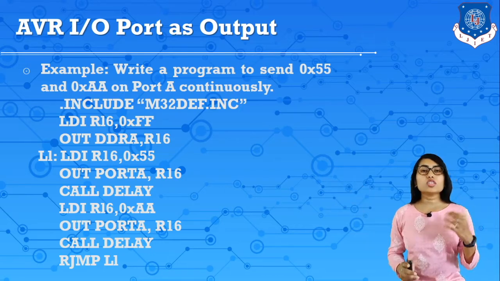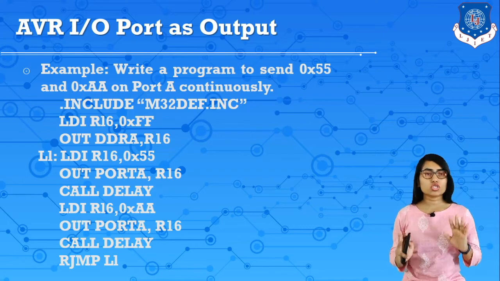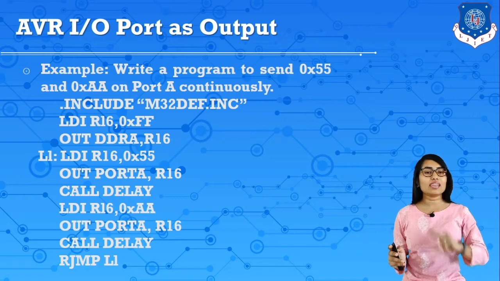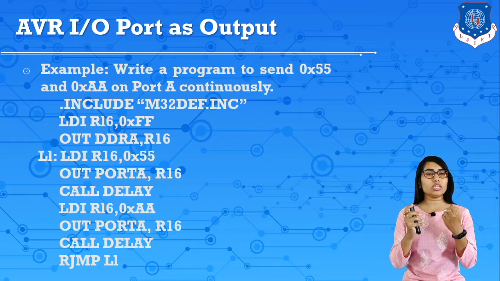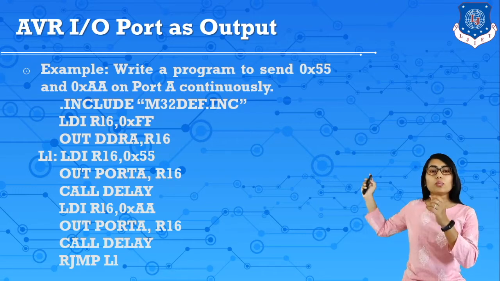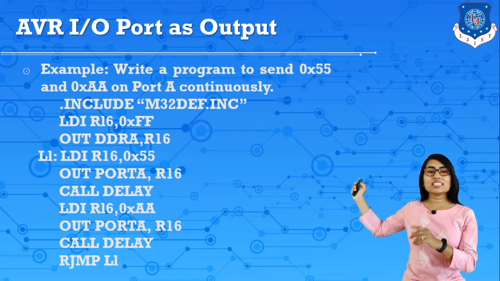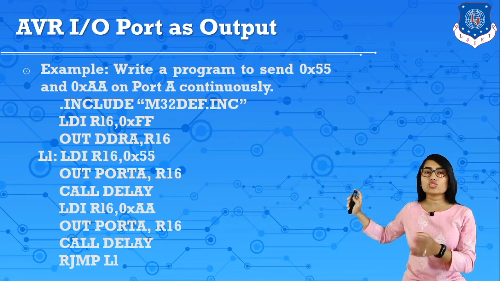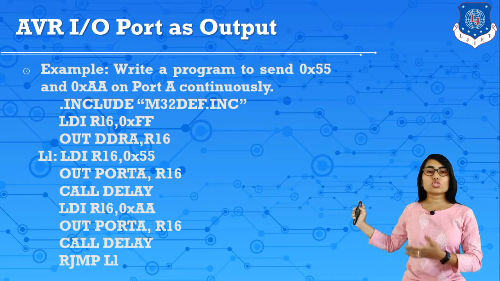Remember, in this input output port, whether using the PIN register, PORT, or DDRA, we have to use the in and out instructions only. To perform any kind of input output operation, we have only 2 instructions, in and out. To send any data we use out, and to read any data we use in. So here we make port A an output by writing code like this: LDI R16, 0xFF, all bits are 1, and these bits are copied into the DDRA register. So DDRA equals all 1s, that means port A is output.